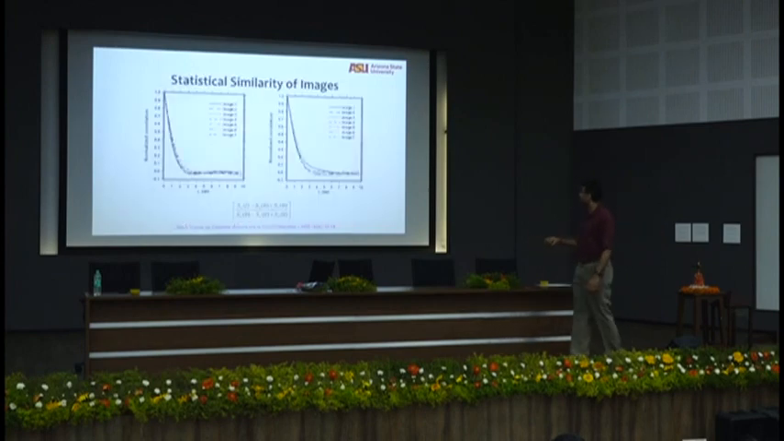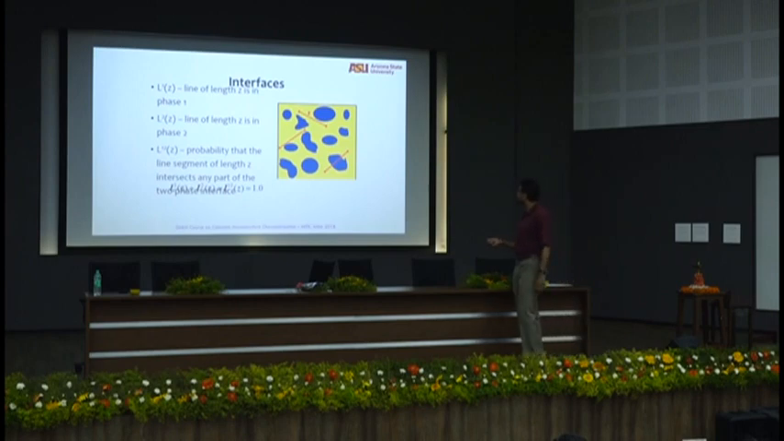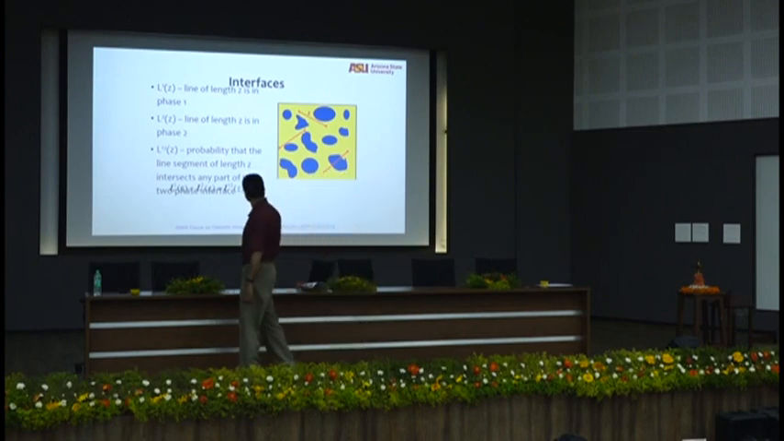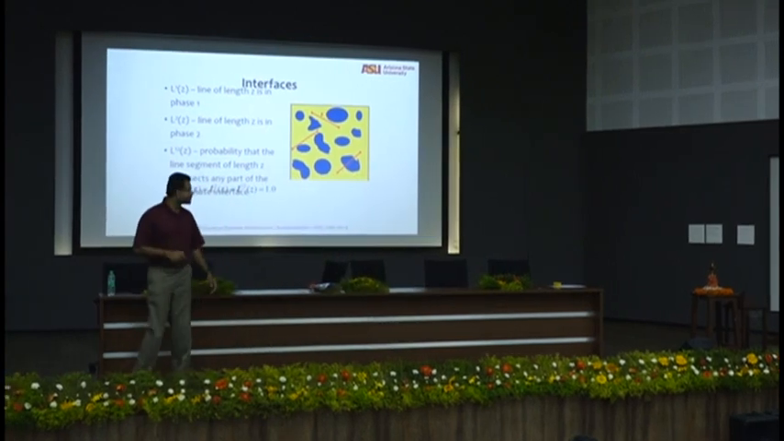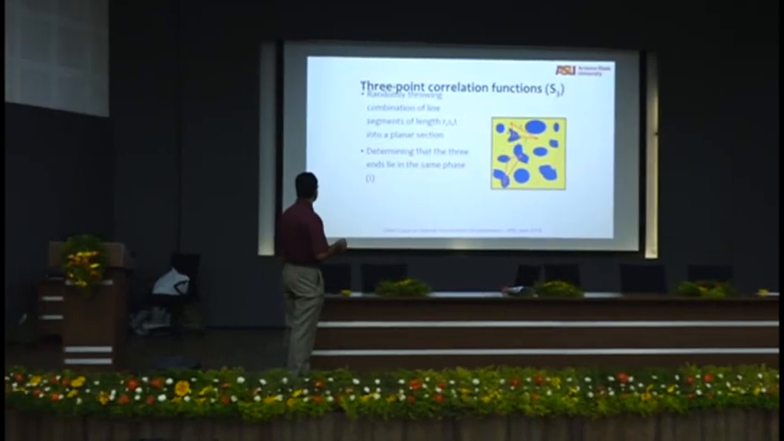Okay. Again, like I said, all the correlation functions have to be similar. You can see image 1 through image 7, the correlation functions are broadly similar, right? All of them are very similar, so the images are statistically similar. We talked about this interface. From the line parts, you can find the probability for the interface also.